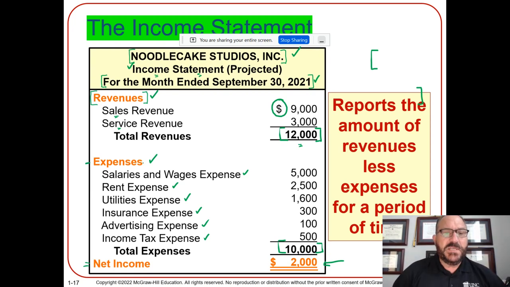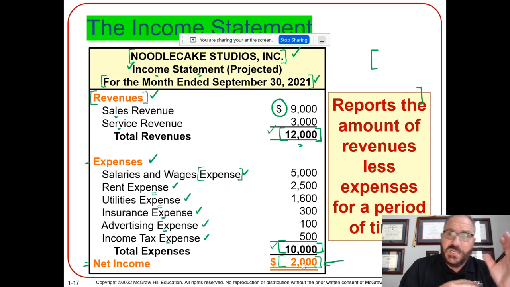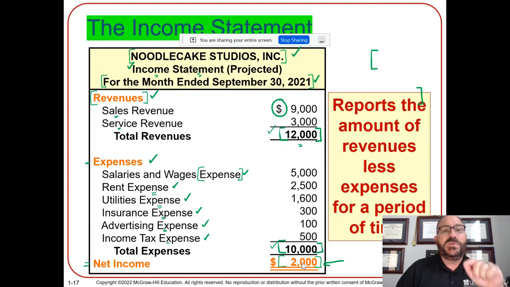Then we have all the expenses. Now notice, all of them end in expense, right? All of them end in the word expense. So anything that ends in expense, guess what? It's an expense. So we did $12,000 in revenue. We had $10,000 in expenses, right? And so we had net income of $2,000. Now the question is, what are we going to do with that net income? Are we going to pay some dividends out of it later or not? So there you go. That's the income statement. Revenues minus expenses equal net income.